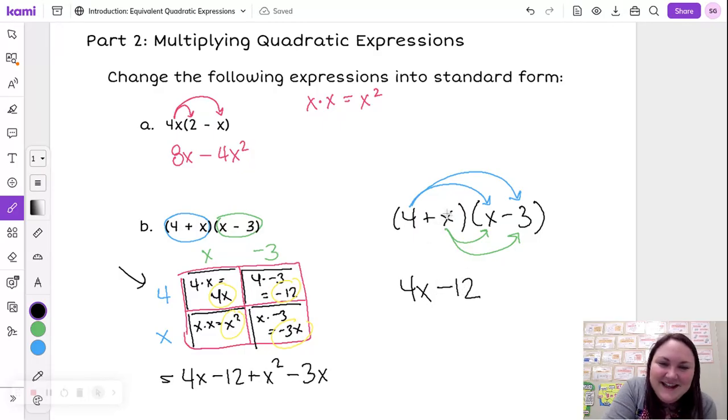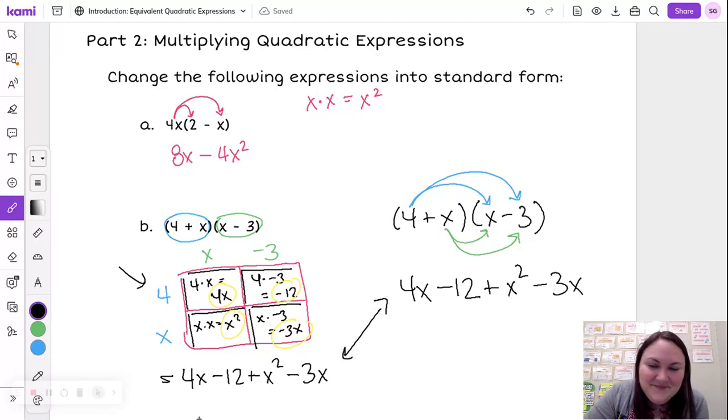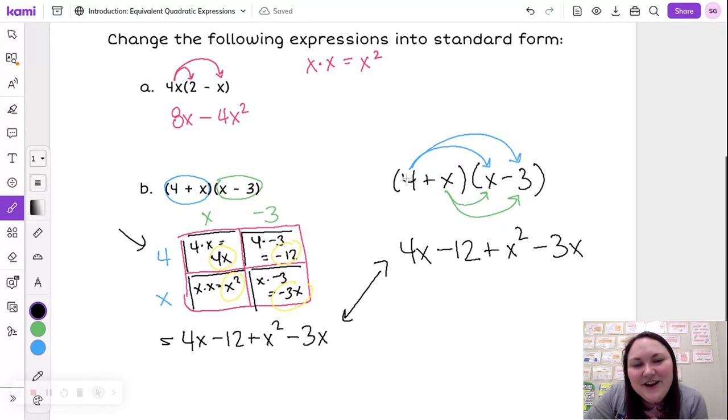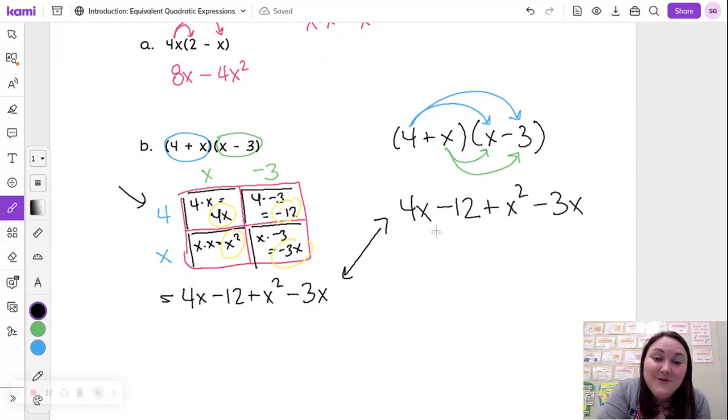And then I distribute my x. X times x is x squared. And x times that negative 3 is negative 3x. Notice we have the same answer. So no matter if you use the diagram or you decide you like distributing, you get the same result. Now the only thing left for us to do for both of these is we always need to simplify.